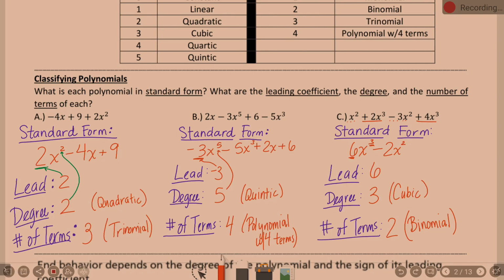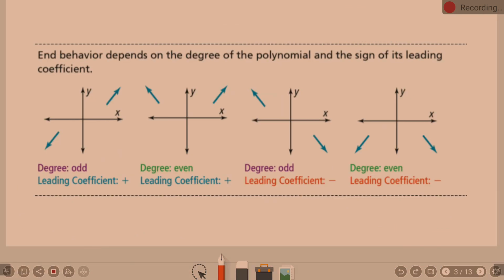Okay, at the bottom of the page, before we go to the examples on the back, there is a chart here. And this chart talks about end behavior. So end behavior is what your graph is doing at the ends. So at the very, very left end and at the very, very right end. What is your graph doing way out there? Okay, that's what end behavior talks about. Now, end behavior very much is dependent on the degree of the polynomial and the sign of its leading coefficient. Okay? Let me relate this to what you know. Y equals x squared.